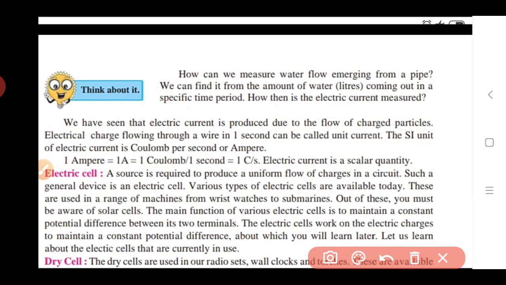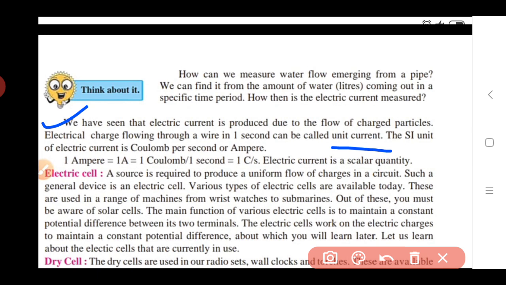See this paragraph, we have seen the electric current is produced due to the flow of charged particles. So we know how the electric current flows here. This electric current produced in the wire is nothing but the flow of charged particles. In that wire charged particles flow, and as an effect of this flow of charged particles, the electric current also flows through this wire. So electric charge flowing through a wire in 1 second can be called unit current. Here we see the definition of unit current. How do we measure the unit current?